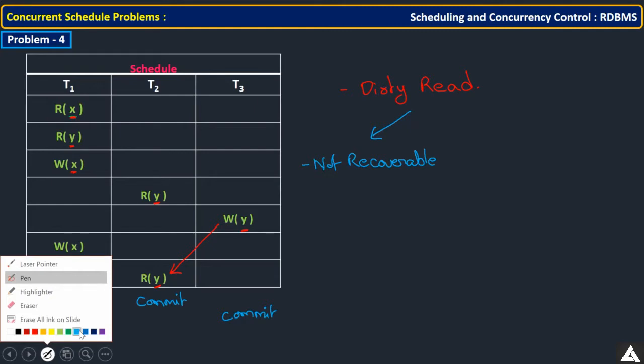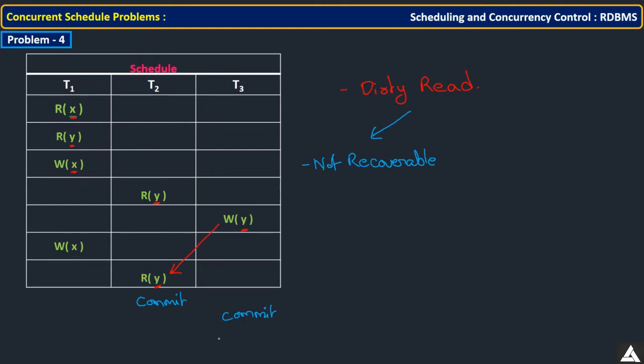Now let us see if T3 is committing first and then T2 is committing. In that case, same discussion as earlier, it is recoverable. If T3 is rolled back, T2 also can roll back. So it is recoverable. We'll write down recoverable. And at the same time, because T3 is rolled back, automatically T2 has to roll back.